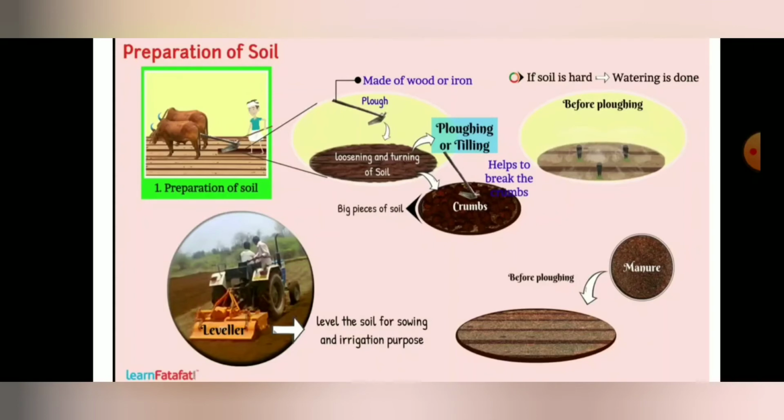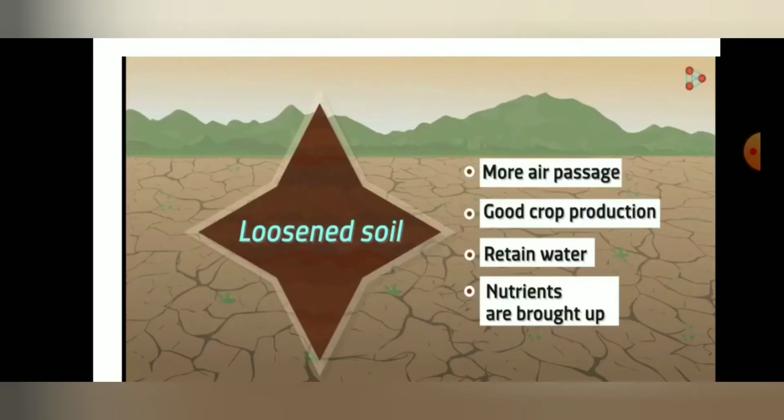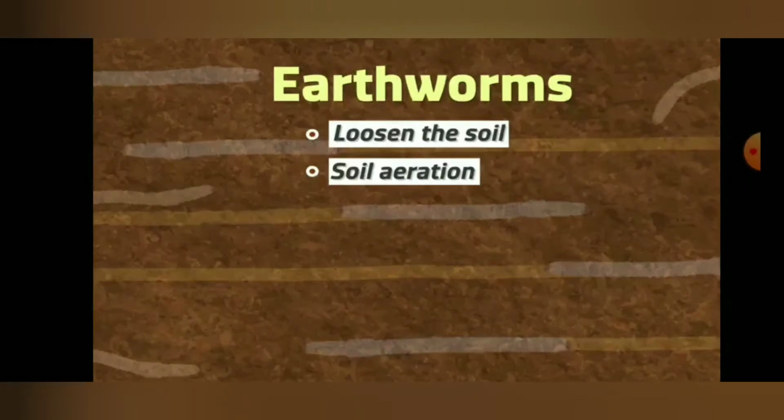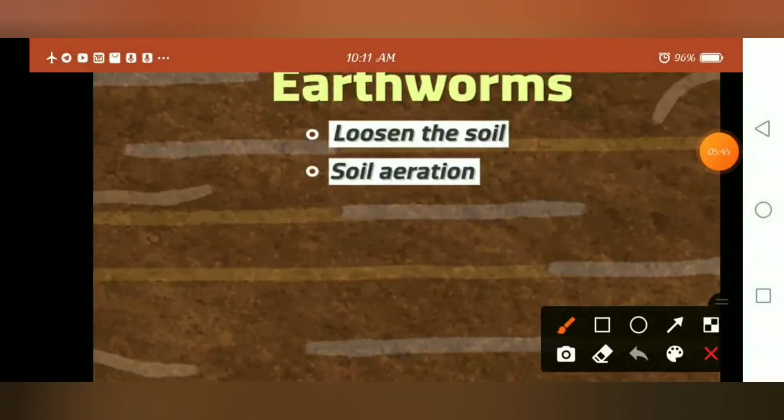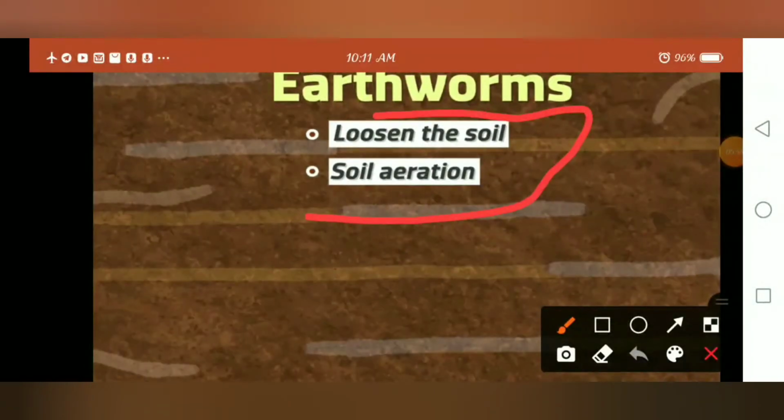Why can the roots breathe easily? The loosened soil helps in the growth of earthworms and microbes present in the soil. So this will help the earthworms to grow. See in this slide you can observe. What is the important feature of the earthworms? They help in loosening the soil and soil aeration. Soil aeration means the oxygen is well circulated in that area.